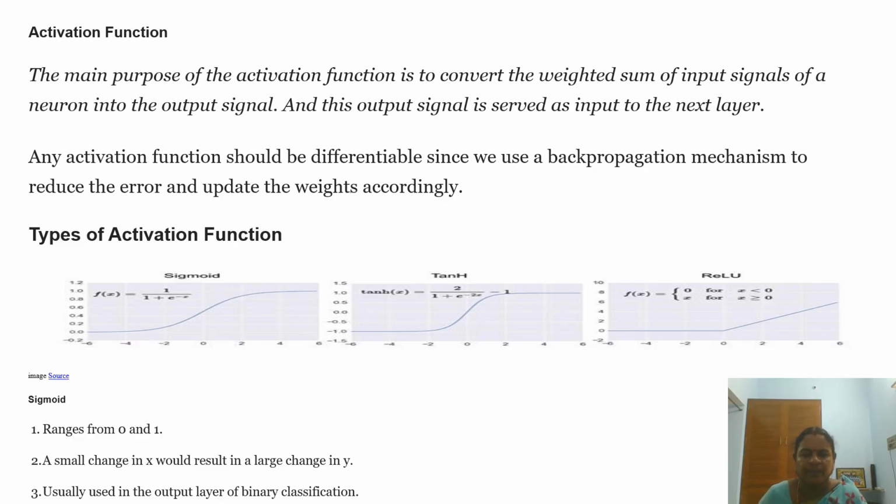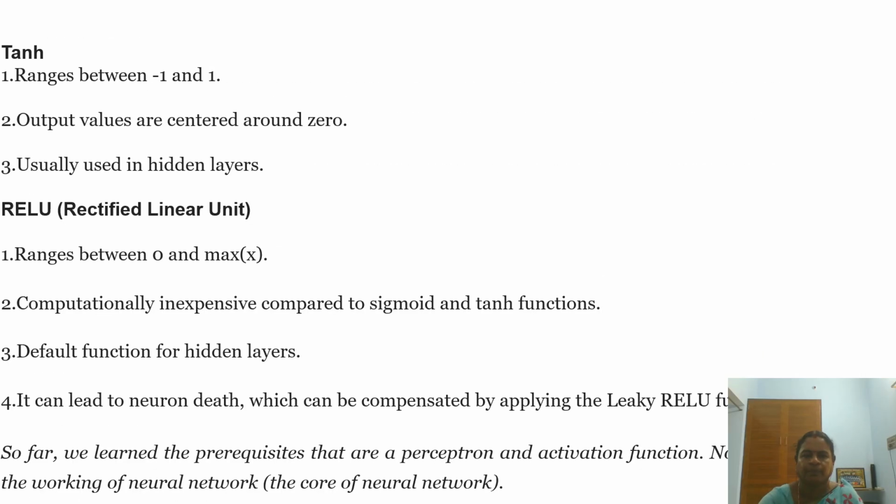Sigmoid function. It ranges from 0 to 1. A small change in x would result in a large change in y. Usually it is used in the output layer of binary classification. So generally sigmoid activation functions can be used for binary classification. The tanh ranges between -1 and 1. Output values are centered around 0, usually used in hidden layers.